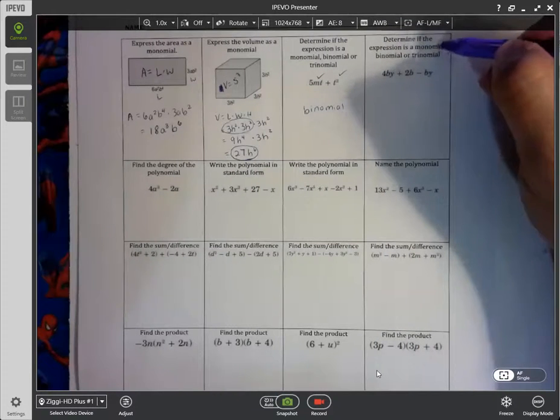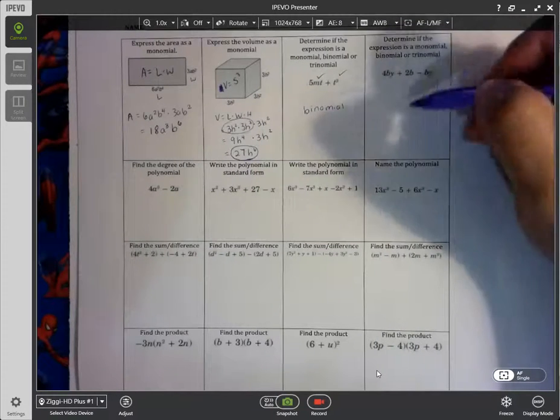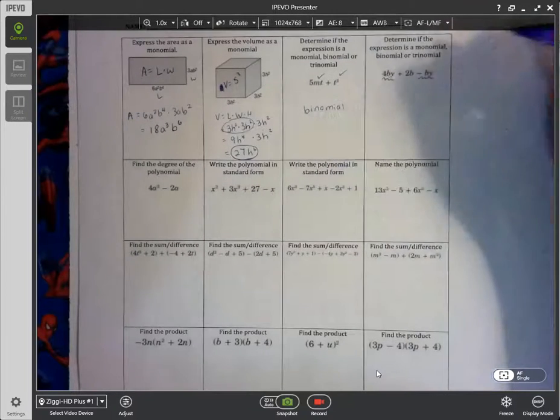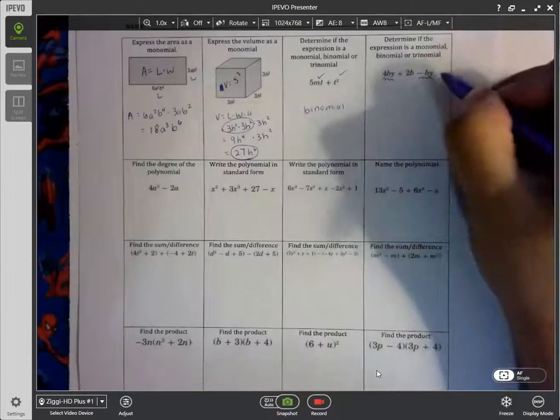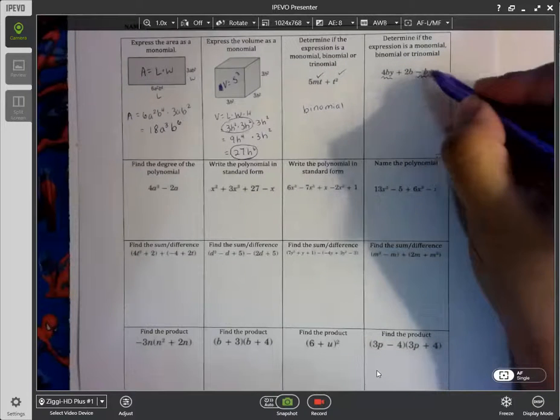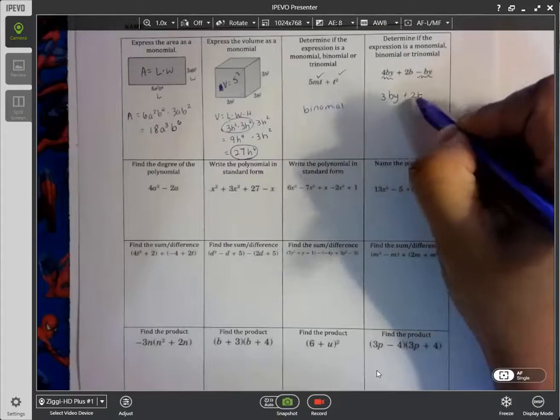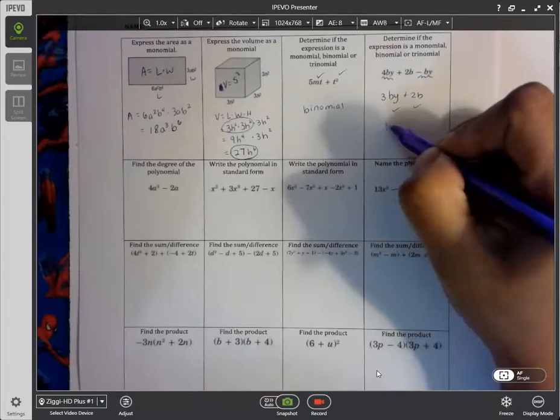Determine if it's monomial, binomial, or trinomial. Now this one is deceiving because it looks like you have three terms, but really these are like terms. So 4by minus by is 3by plus 2b. So it's technically two terms, so it's a binomial.